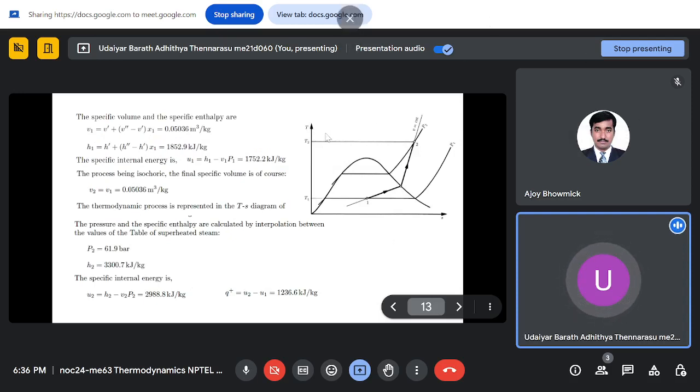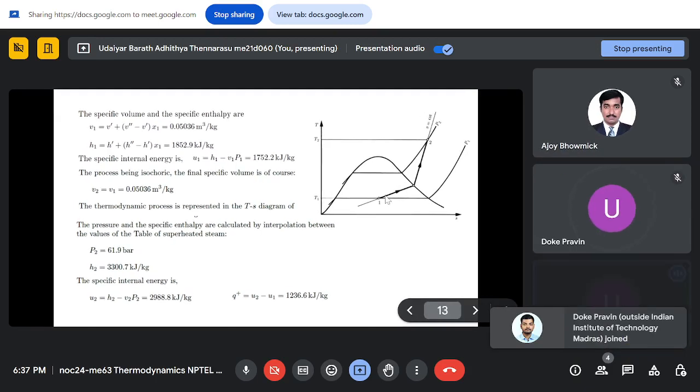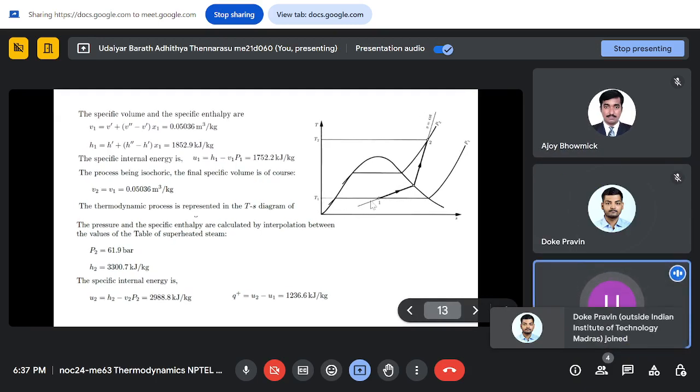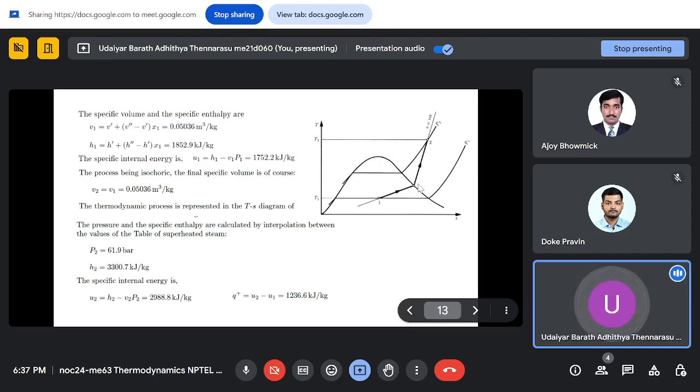So this is how the process will look in a TS diagram. If you see, this curve is your two-phase dome and two constant pressure lines are plotted. Initially P1 is 20 bar, which is wet steam, so somewhere you are lying in between in the two-phase region. From there you are heating it, so you are reaching saturated vapor state, and then this is a constant volume process actually. So this is a constant volume line which has been plotted, and then you are reaching state 2. So this is how it will look in a TS diagram.